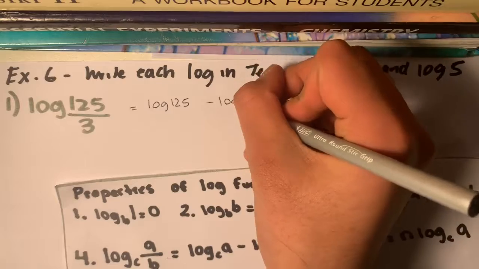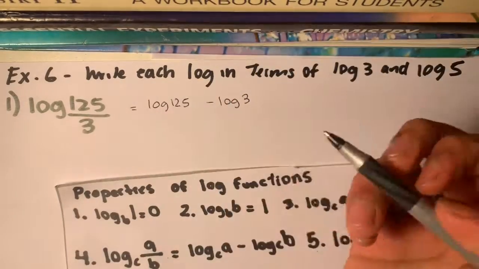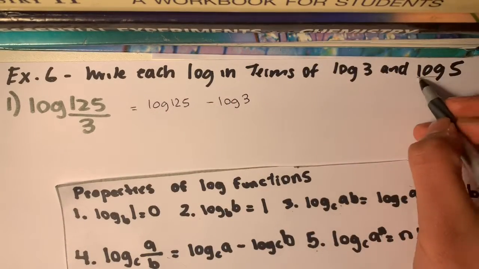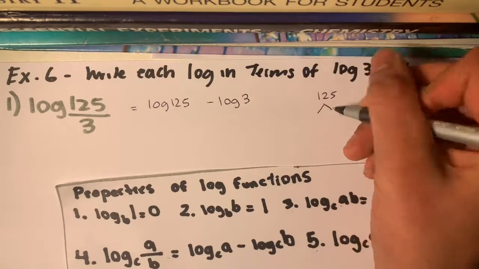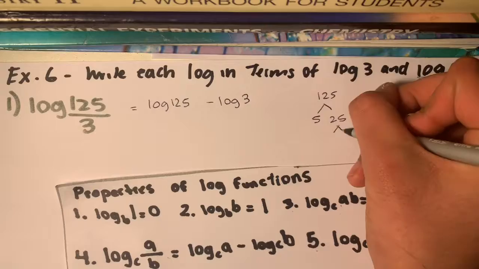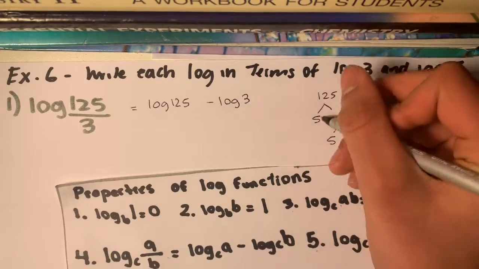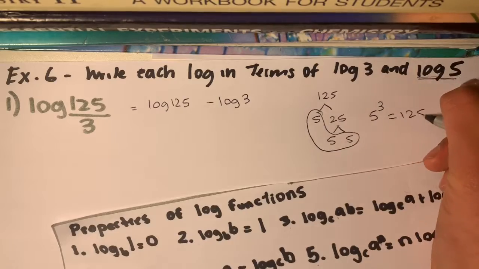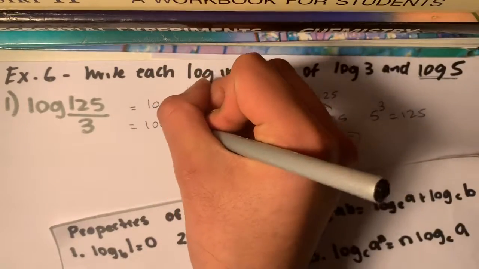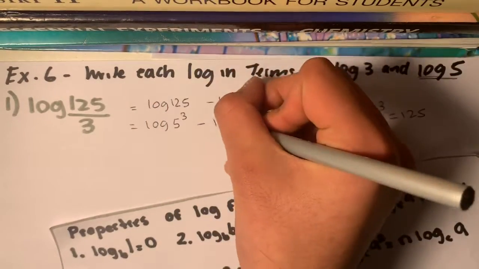subtract log 3. Looking at 125, I know that can possibly go into 5, because we're looking at putting it in terms of log 5. So for 125, we can make a factor tree here. I know 5 times 25 is 125, and then 25 is 5 times 5. So this is going to be 3 5's, which is 5 to the power of 3, equal to 125. So it's going to be log 5 to the power of 3 minus log 3.